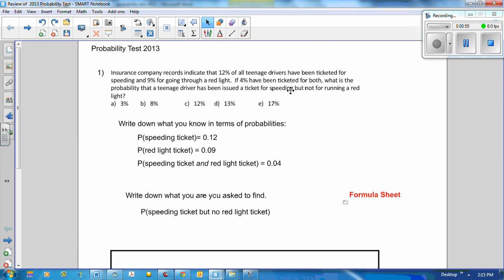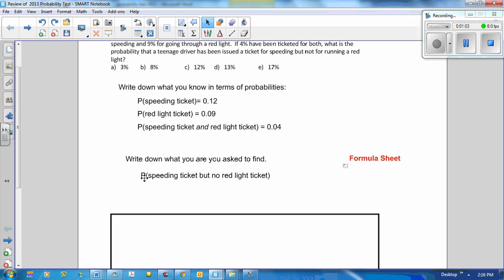Okay, next, write down what you're asked to find. So let's go back up, and it says, what is the probability that a teenage driver has been issued a ticket for speeding but not for running a red light? So we have the probability speeding but no red light ticket.